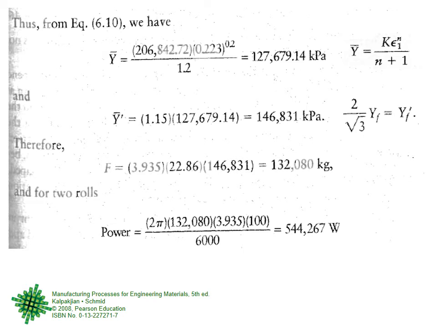So now you have the y bar equation, right? So k, you put the value, epsilon, you put the value, n is 0.2, n plus 1 is 1.2, you solve it, right? And you get the values. And then y bar dash is 2 upon root 3 or 1.15, multiply by that, so you find the y bar dash. Once you have it, then you put it in the force equation, force LW and so on.